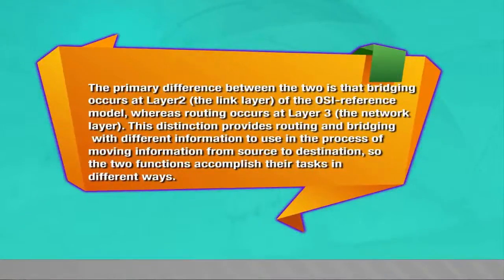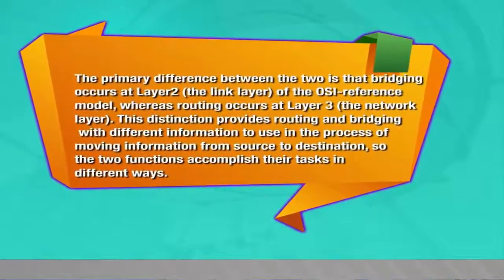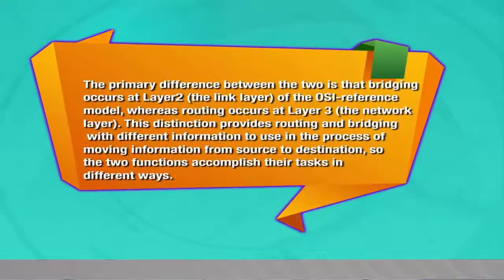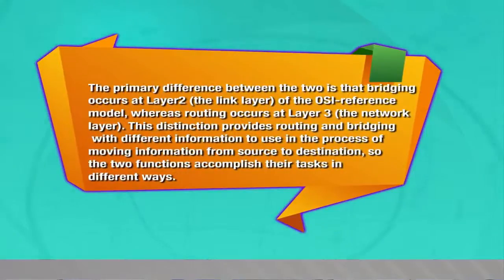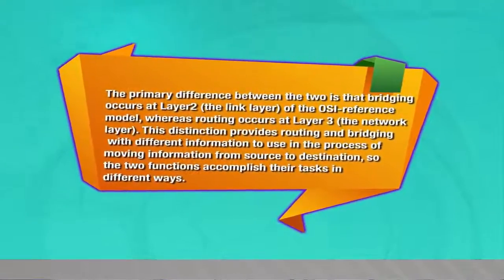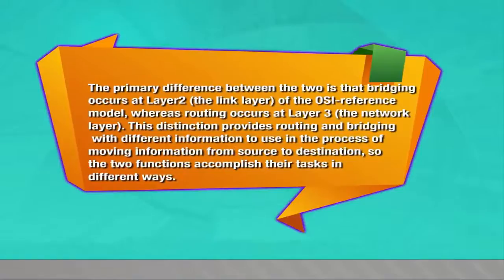The primary difference between the two is that bridging occurs at layer 2, that is the link layer of the OSI reference model, whereas routing occurs at layer 3, that is the network layer. This distinction provides routing and bridging with different information to use in the process of moving information from source to destination, so the two functions accomplish their task in different ways.